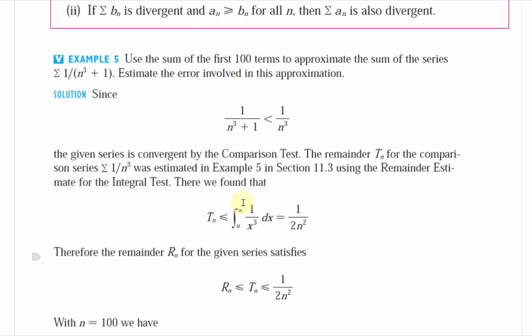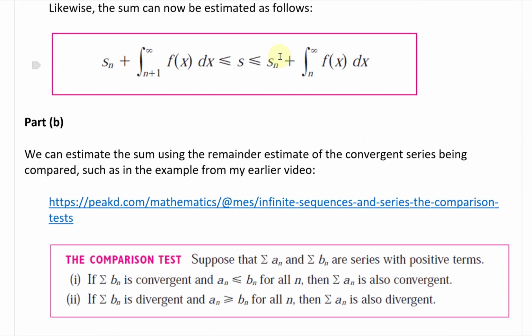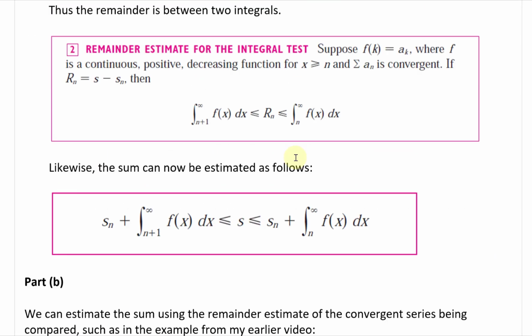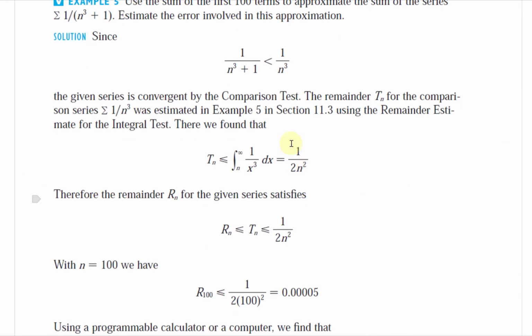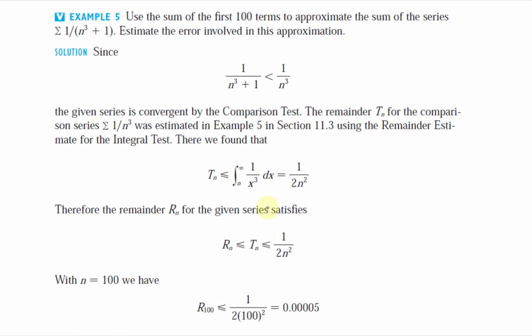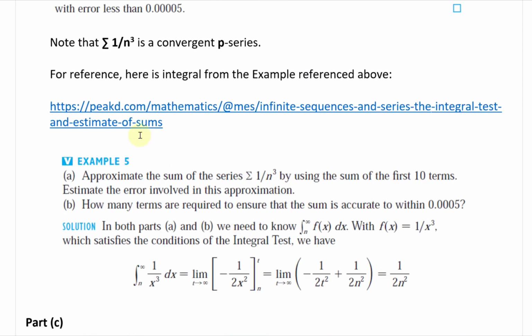There we found in section 11.3 that the remainder is less than this integral from n to infinity of 1 over x to the 3, again identical to this right here. This remainder is less than this part right there. And this integral is just equal to 1 divided by 2n squared, which we could see from the earlier video.